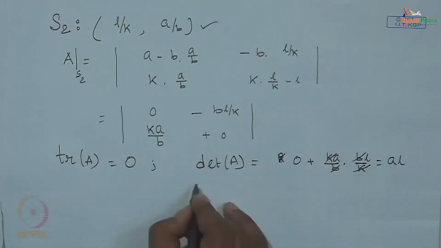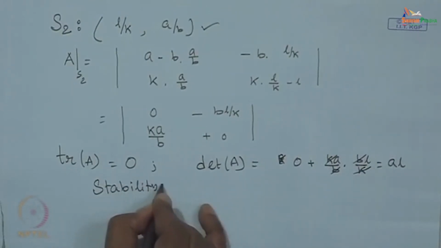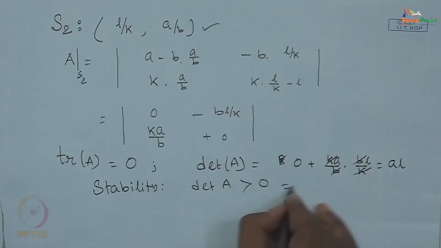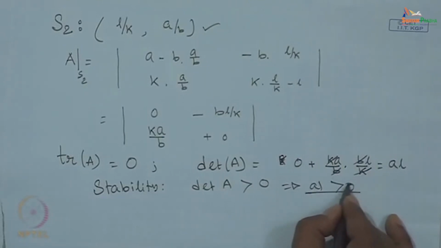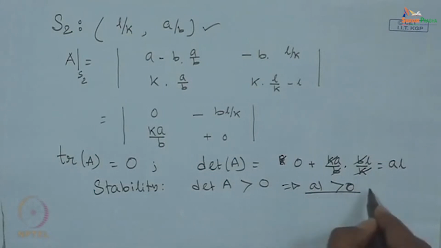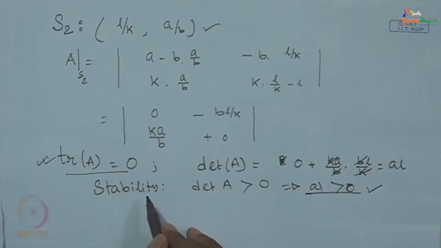Now, for the stability, determinant of A has to be greater than 0. So, therefore, A L has to be greater than 0. There is no problem in that, because both A and L are positive constants. So, multiplication of them will be greater than 0, but trace of A makes them equal to 0. That means, if you remember, if trace becomes 0, the eigenvalues are purely imaginary.